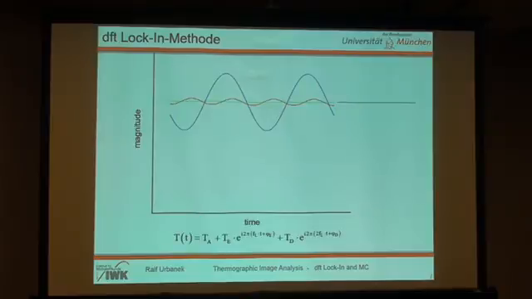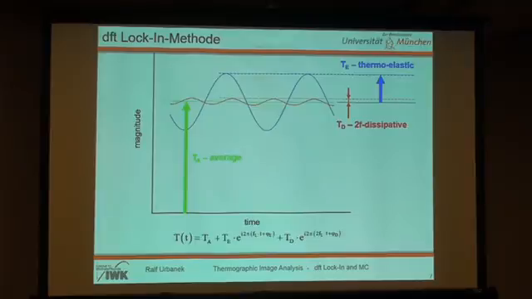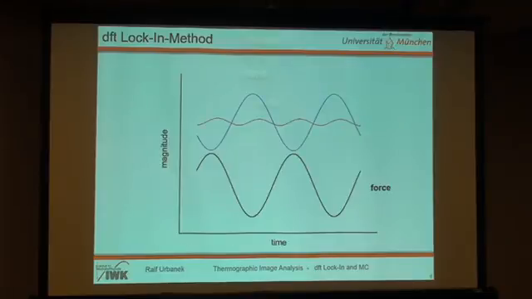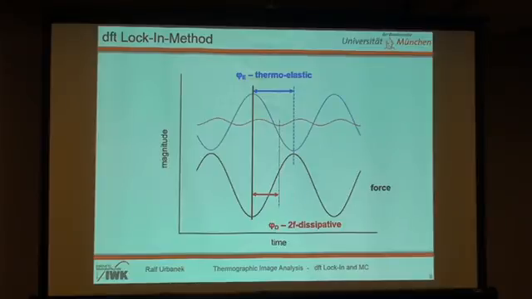And the next part we have to measure some things out. These are the amplitudes. First, the average temperature of the specimen, then the thermoelastic amplitude, the dissipative amplitude, and then there's only missing the phases. We do the same. We took the force, measure the phase, and also the same with the 2F amplitude.